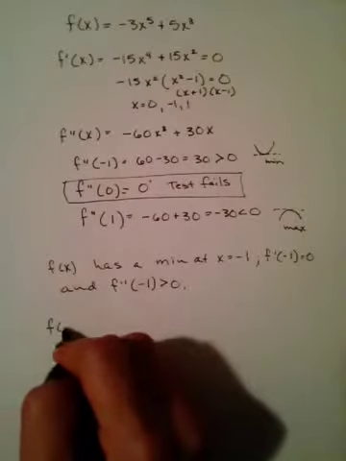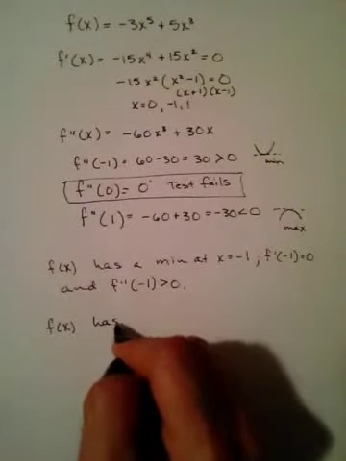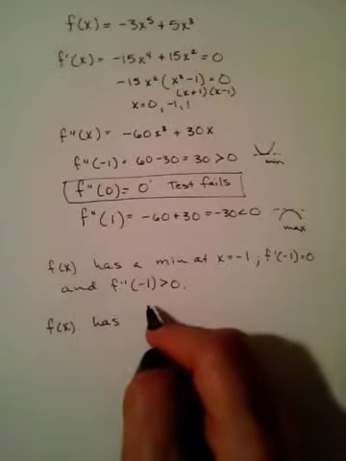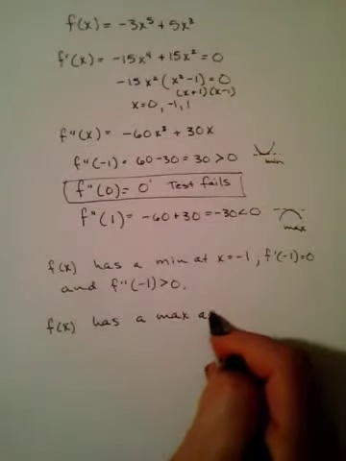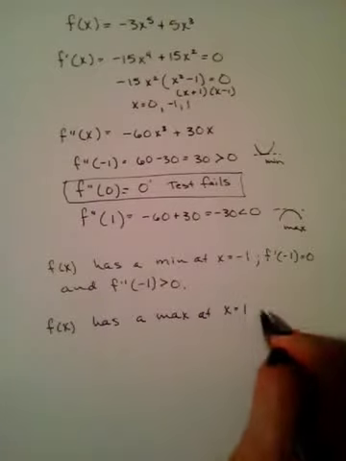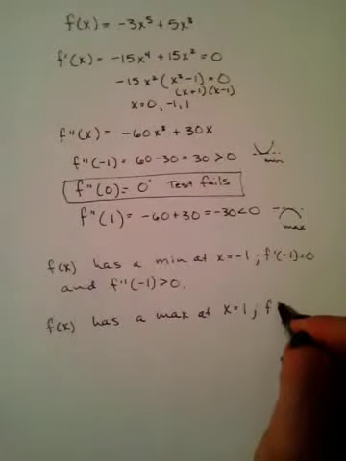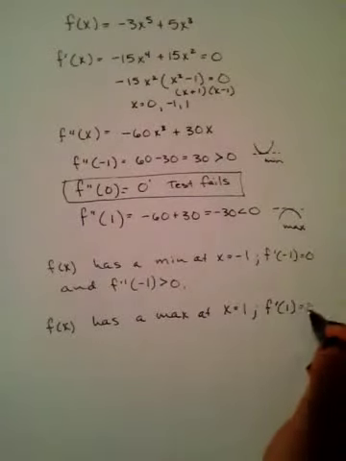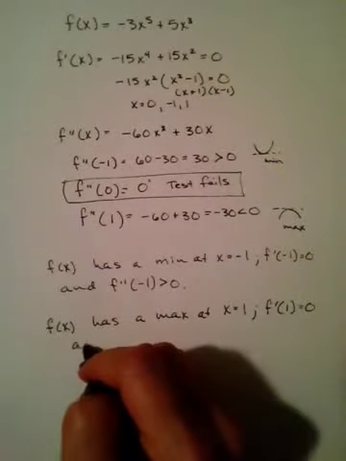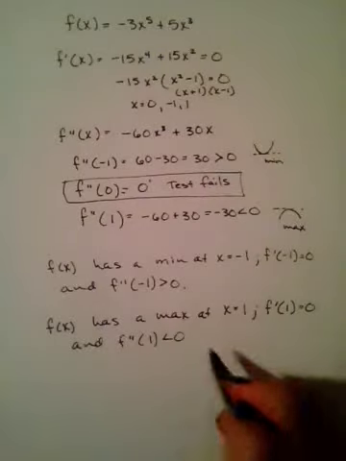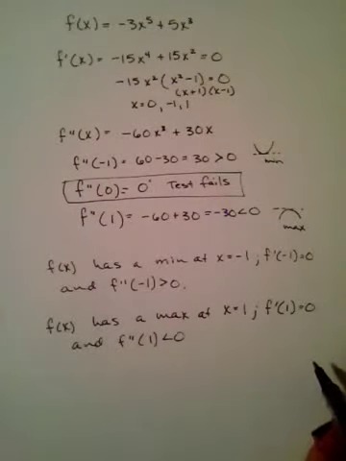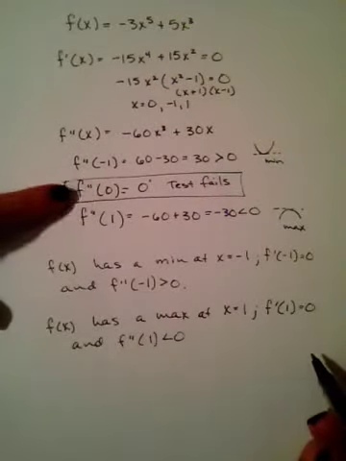So I'm going to say f of x has a relative max, however you're required to say it, at x equals 1, and I know that because f prime of 1 equals 0, so 1 is a critical number, and f double prime of 1 is less than 0, so it is concave down. And again, you would have more work to do to go figure this one out.